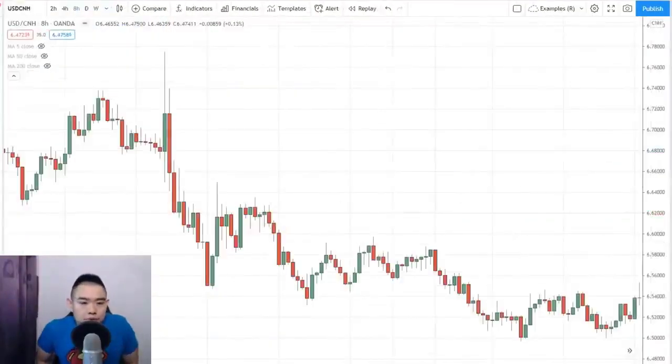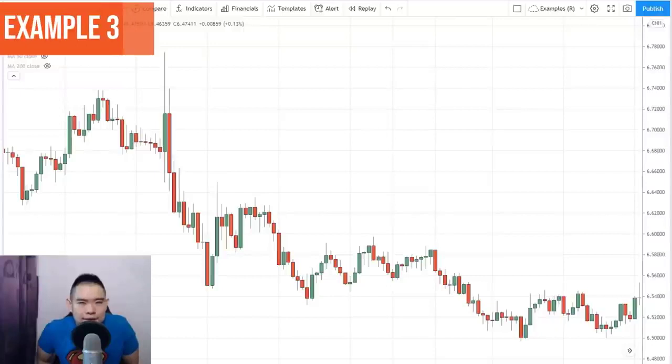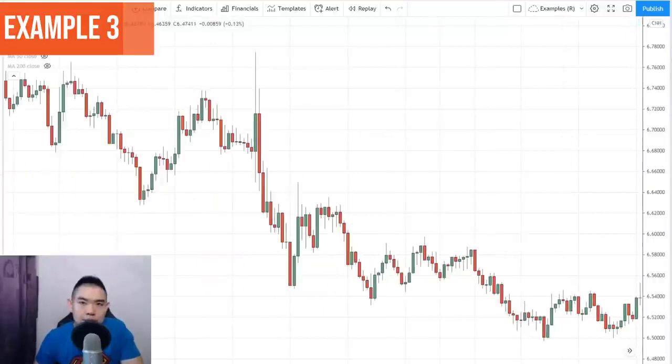Okay, so example 3. This time round, let's look at a downtrend, shall we? So we can see that you can make money in bull markets and even bear markets. In this case, you can see the market is dollar against the Chinese yuan. This one is on the 8-hour time frame. Let's apply the May formula and see how we can trade this market.